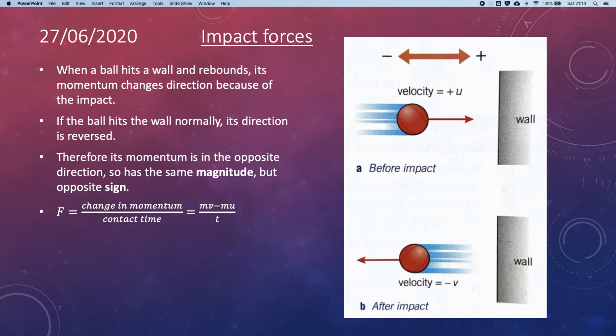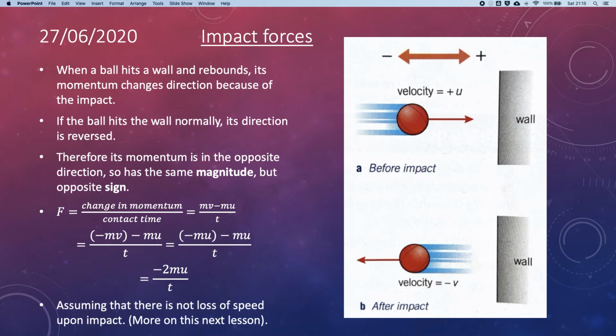So what about the force? Change in momentum divided by the contact time, mv minus mu, but mv is in the opposite direction to mu, so it's got a minus sign now, but v is equal to u, so we're going to say minus mu minus mu divided by t is minus 2mu divided by t. So that is the impact force of the wall on the ball, assuming that there is not a loss of speed on impact. We'll talk more about that next lesson, about what sort of things that implies.